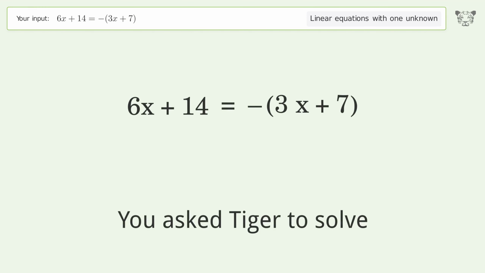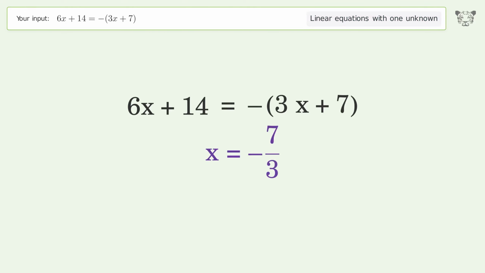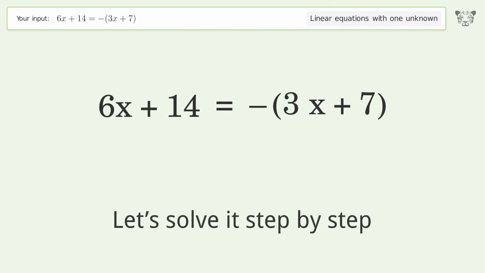You ask Tiger to solve. This deals with linear equations with one unknown. The final result is x equals -7/3. Let's solve it step by step.